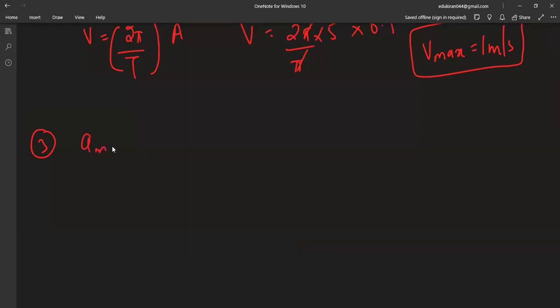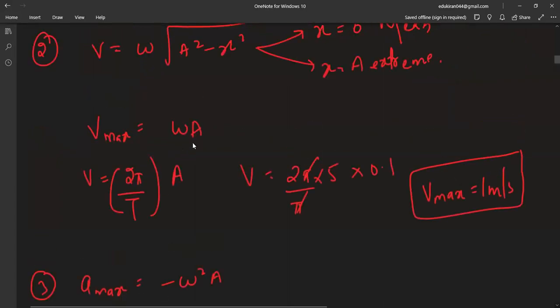Lastly, we have the maximum acceleration. This is equal to minus omega square A. So acceleration is minus. Could you explain the velocity part again? Yes. See, velocity is omega A because this is the maximum. Velocity is maximum at the mean position. So x becomes equal to 0. If x, this term is 0. So we are left with omega under root A square. That is omega A. How do we write omega? Omega is equal to 2 pi by time period.